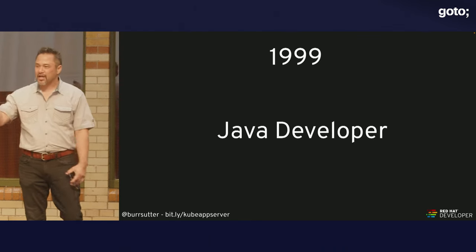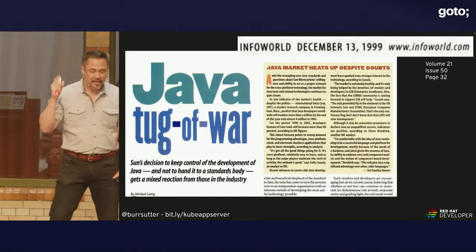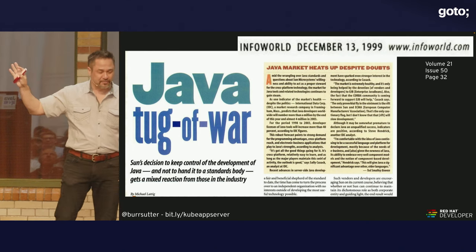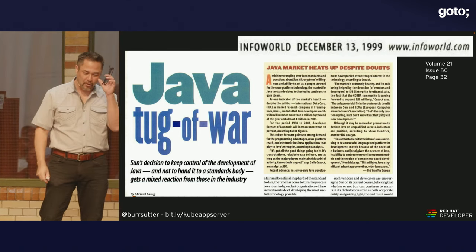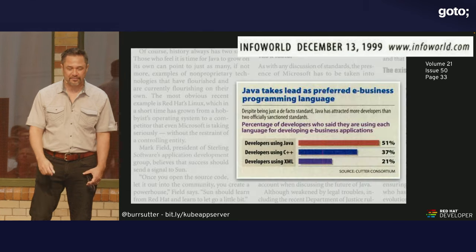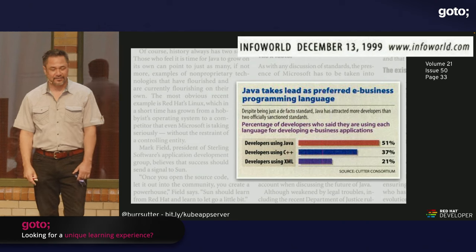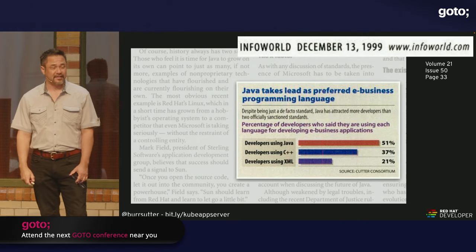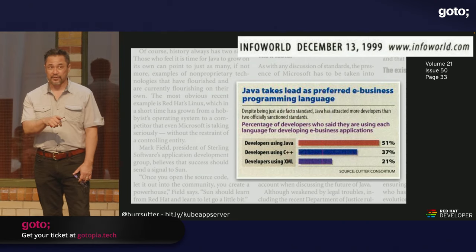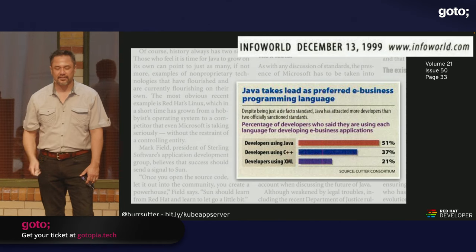Expand your mind. So let's talk about our Java developer in 1999. As a matter of fact, I have all these great articles from InfoWorld. You can see "Java tug of war: What is Sun going to do for Java?" This was a big deal back then. Developers using Java, 51% using Java, right? But C++ and XML, I think that's funny. Developers using XML. Going to be important later in this presentation.